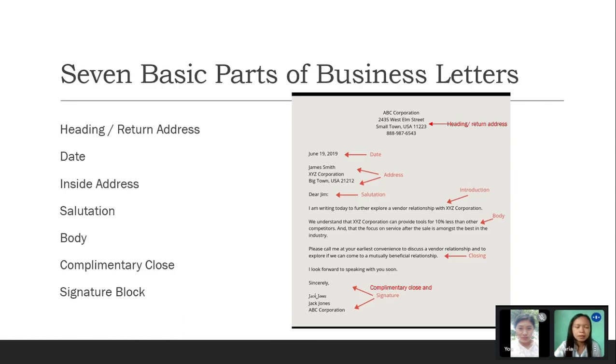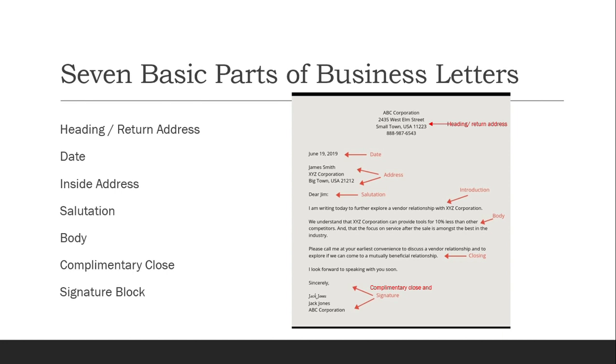Last are the 7 basic parts of business letters: the heading or return address, date, inside address, salutation, body, complimentary close, and signature block. Here is the example with the labels. That's all.